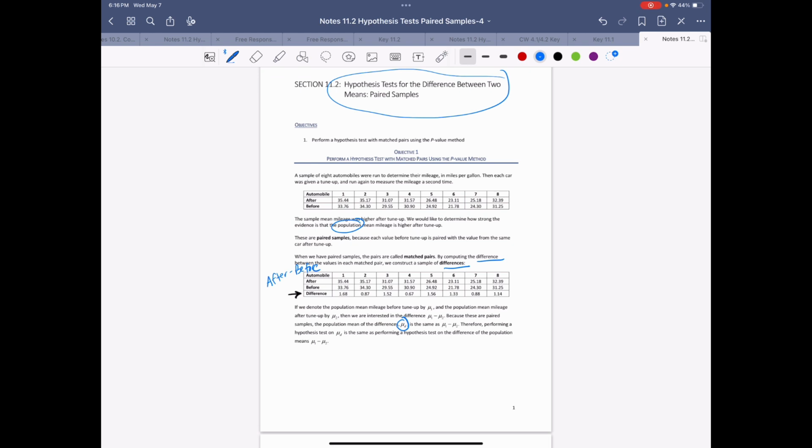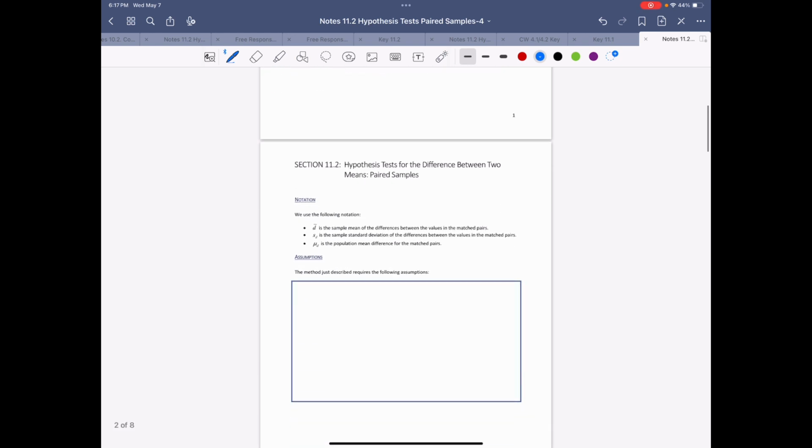Therefore, performing a hypothesis test on mu of d is the same as performing a hypothesis test on the difference of the population means. What this turns into is a one sample t-test. D bar is the sample mean of the differences. Like I said, you can use x bar, but they're using d because it's the differences. S of d is the sample standard deviation. Mu of d is the population mean difference for the matched pairs.